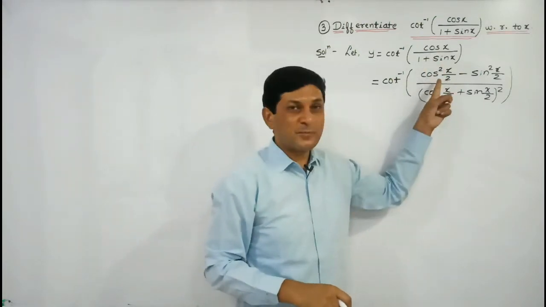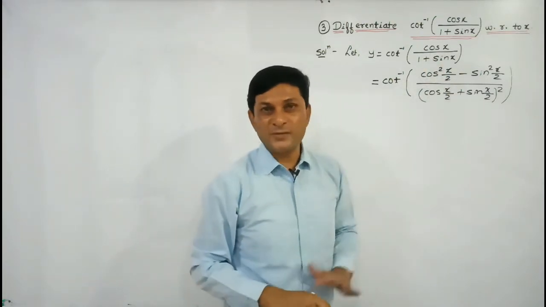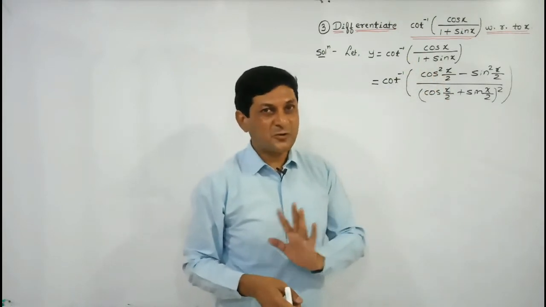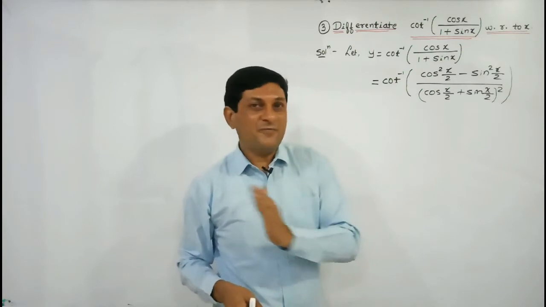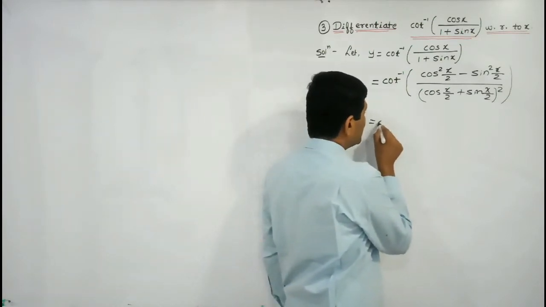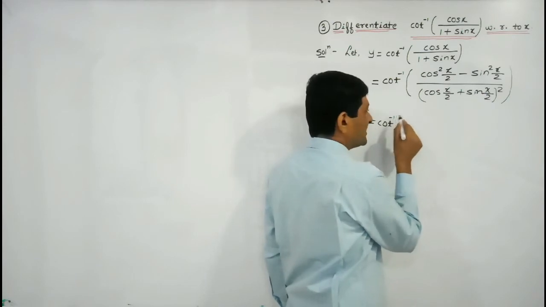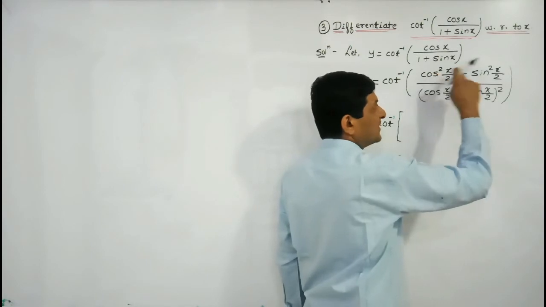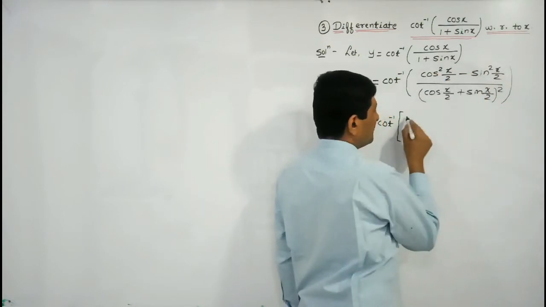Cos x can be replaced by cos square x by 2 minus sin square x by 2, and 1 plus sin x can be replaced by cos x by 2 plus sin x by 2 whole bracket square using half angle formulas. Now let us simplify it. So which is equal to, keep this cot inverse as it is. Now here in the numerator, terms are in the form of a square minus b square. So what are its factors?